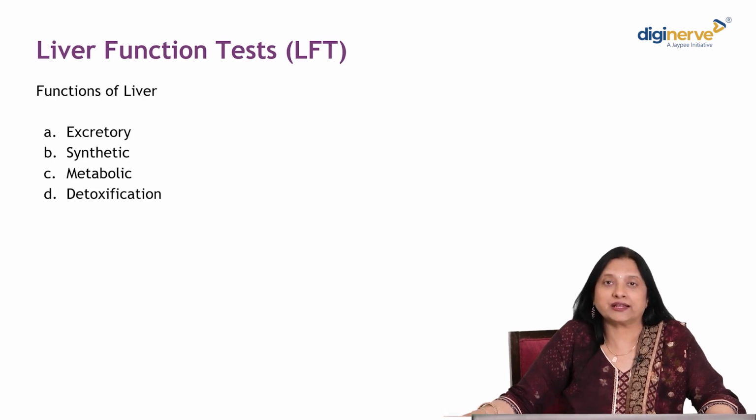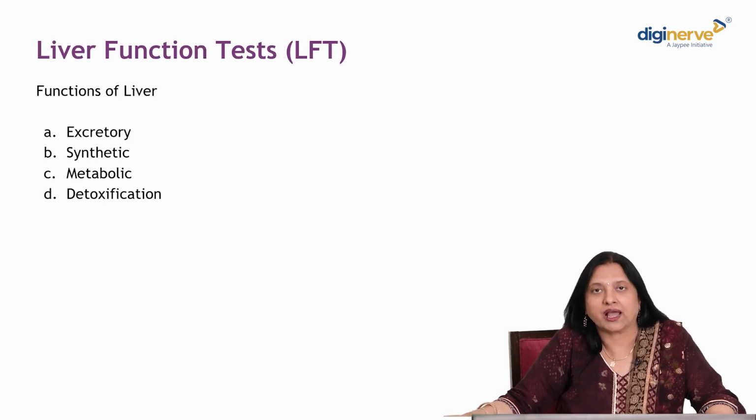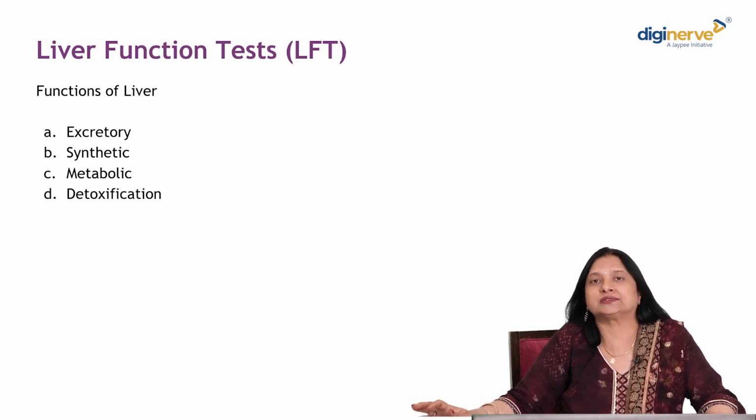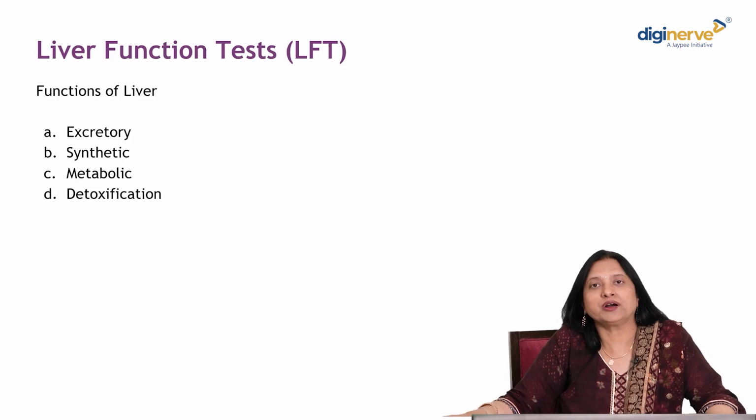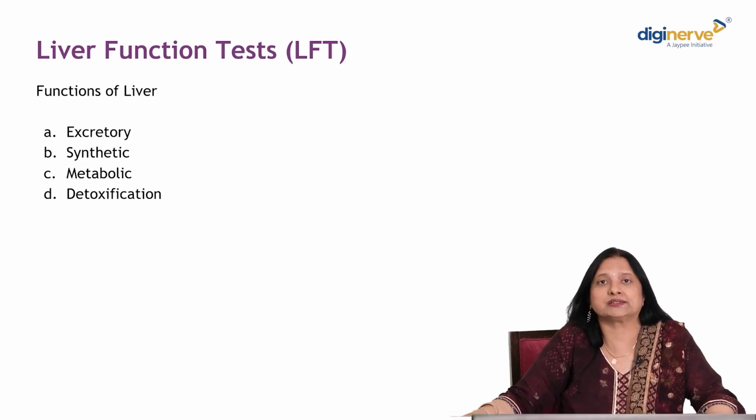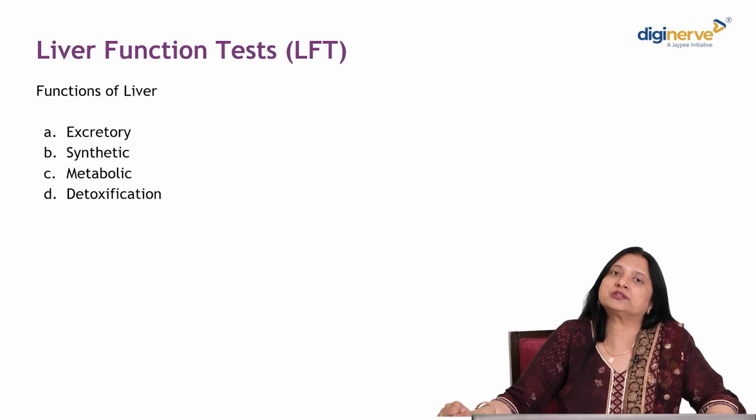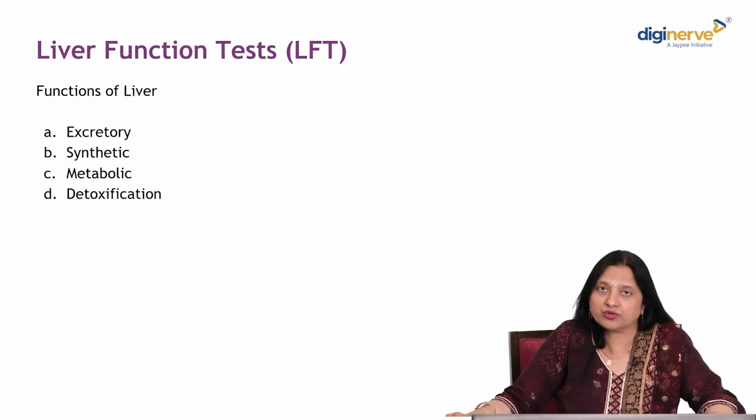Then it has synthetic functions. It is involved in synthesis of various proteins. Albumin is exclusively synthesized in the liver. Alpha, beta globulins, phospholipids, cholesterol esters, lipoproteins do get synthesized in the liver. Then it is also responsible for synthesis of various hormonal factors and growth factors.